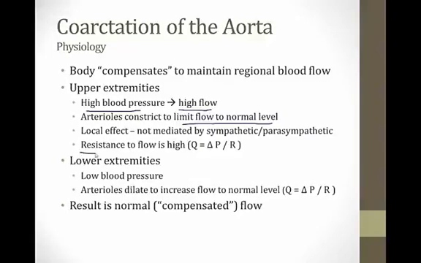As a result, the resistance to flow is very high in the upper extremities, and it's high yield to know that. In the lower extremities, you have low blood pressure. Therefore, there is low blood flow to those organs. So those arterioles are dilating to try and get the flow to increase. Remember, blood flow is equal to pressure over resistance. So these organs want to lower the resistance in the lower extremities to try and increase the blood flow. The result is that you get normal or compensated flow in the lower extremities.